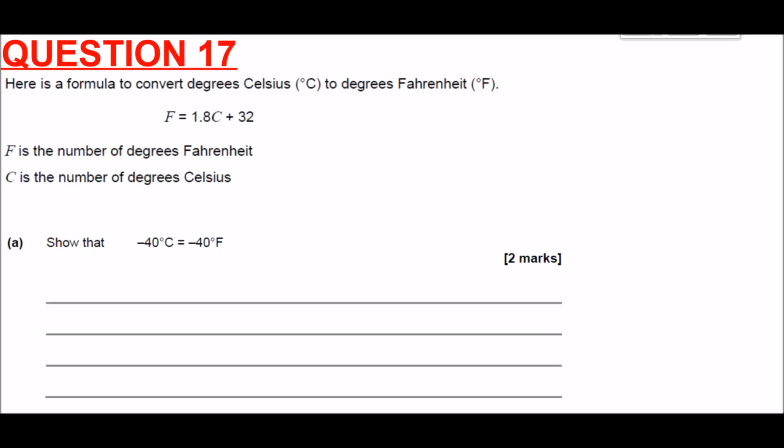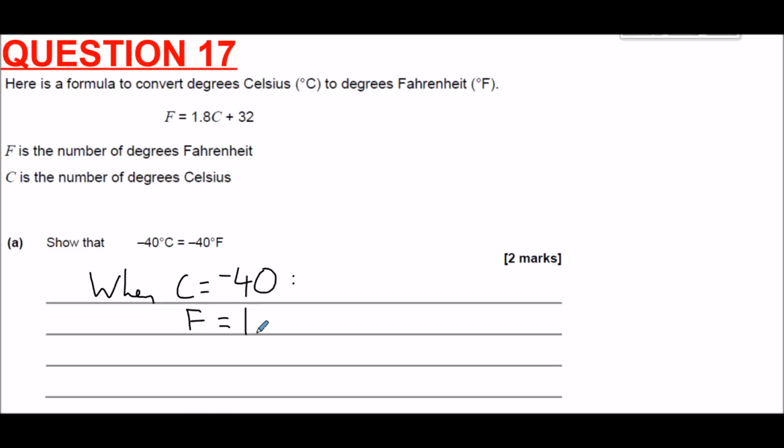On question 17, we've been given a formula converting from Celsius to Fahrenheit. It says F is the number of degrees Fahrenheit and C is the number of degrees Celsius, which you may have been able to guess. The first part is to show that minus 40 degrees Celsius is the same as minus 40 degrees Fahrenheit. So we can do this here with a simple substitution. And so what I'd say, just write down when C equals minus 40, so we can just substitute that into the formula.